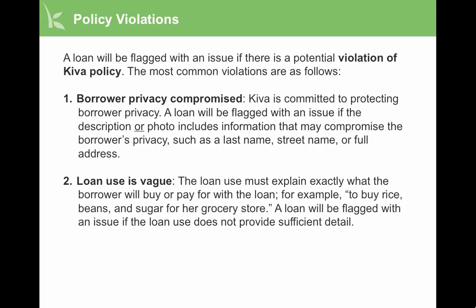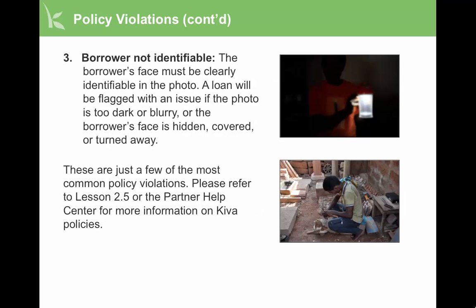Second, the loan use is vague. The loan use must explain exactly what the borrower will buy or pay for with the loan. For example, to buy rice, beans, and sugar for her grocery store. A loan will be flagged with an issue if the loan use does not provide sufficient detail.